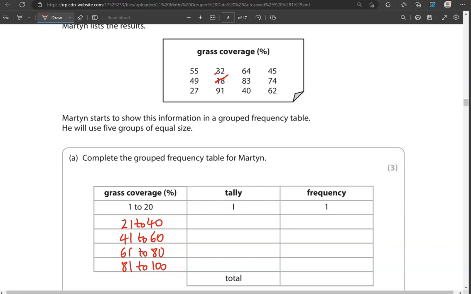21 to 40, we've got 1, 2, 3. 41 to 60, we've got 1, 2, 3. 61 to 80, we've got 1, 2, 3, and 81 to 100, we've got 1, 2. In total, we have 1 and 3, which is 4, and 3, which is 7, and 3, which is 10, and 2, that is 12. Do we have 12? 1, 2, 3, 4 times 1, 2, 3, which is 12.